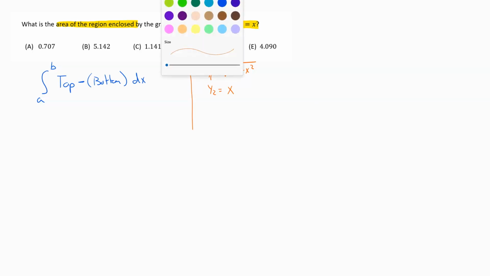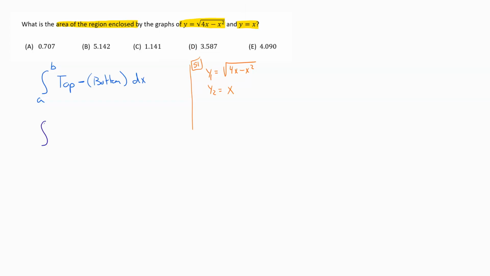So then putting this together, we would end up with the antiderivative. The blue graph is the top graph. That was this graph here. So that's going to be the square root of 4x minus x squared. When you subtract this, notice that I put parentheses around the bottom equation. It's not a big deal if your graph is just the graph of x, but if it is anything more complicated, you always want to put that bottom equation in parentheses. So just to keep track of that, I'm going to put mine in parentheses here.